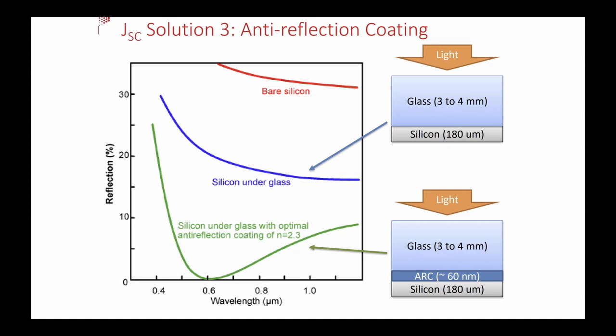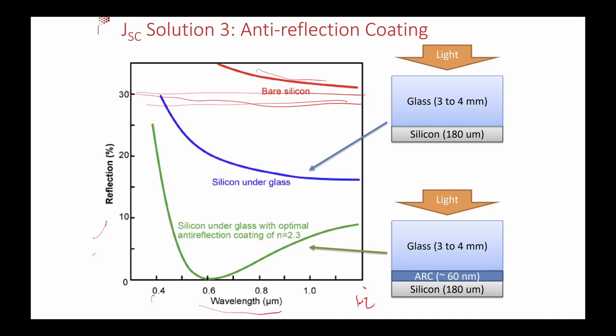And this is the example. Initially this was the reflection of the light from bare silicon. This is the wavelength of the light in micrometers, from 0.4 micron to 1.2 micron here. It was reflecting back more than 30% of the light into the environment.